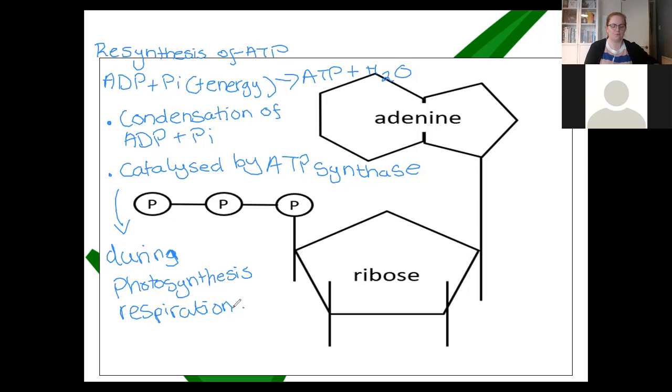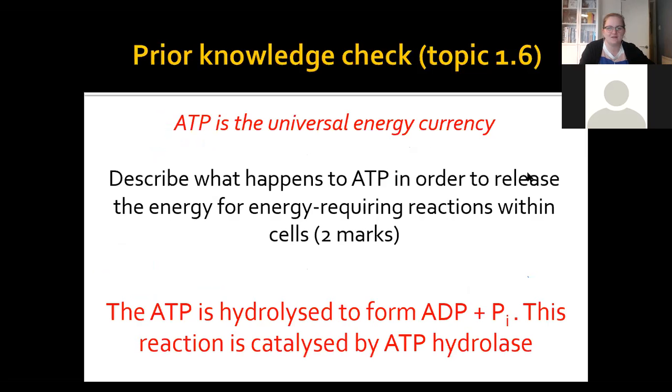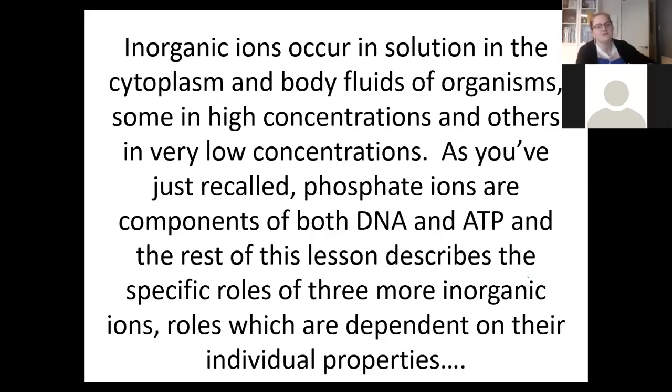So finally, we'll pop back now to our inorganic ions and have a little look at them. Inorganic ions occur in solutions in our cytoplasm and body fluids of organisms. Some are in high concentrations, like I said before, and others are in low concentration. Phosphate ions are components of both DNA and ATP. And so we're going to describe the specific roles of three more inorganic ions.